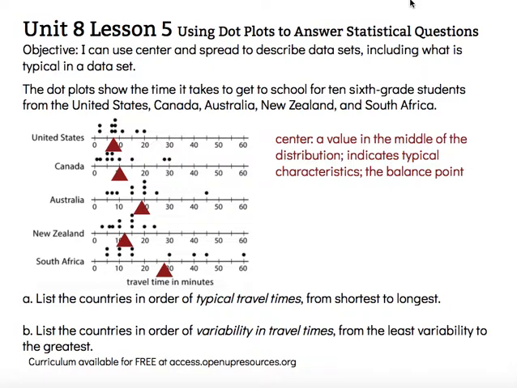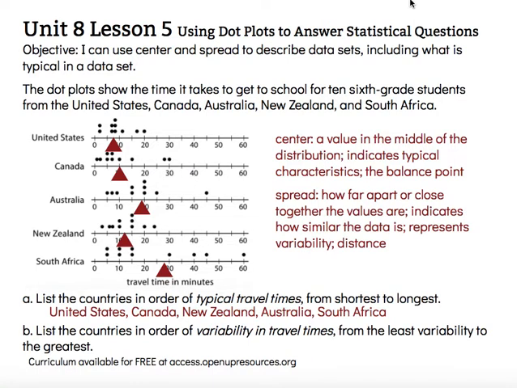So looking at that, from shortest to longest, I would say I have United States, Canada, New Zealand, Australia, and South Africa. Letter B says, list the countries in order of variability in travel times. So variability has to do with the spread. How far apart or how close together the values are.